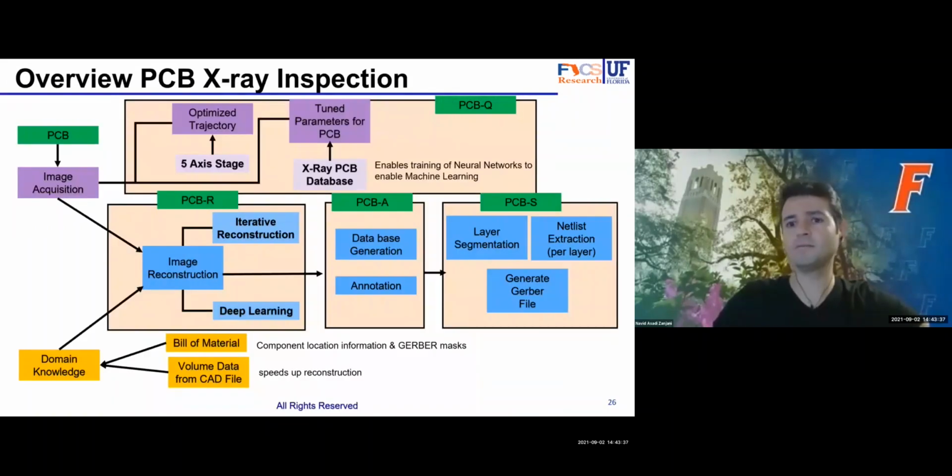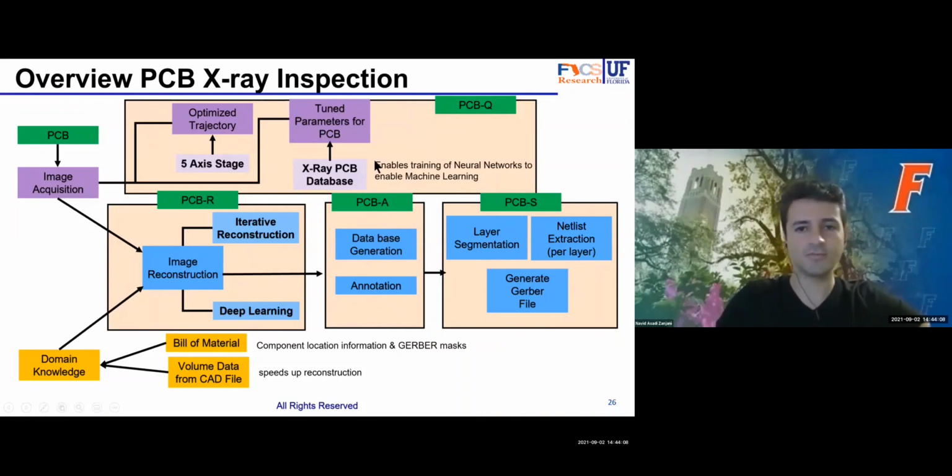So I don't know how I'm doing with time, but I'm assuming there's still some time left here, but I have a few more slides. This slide is a quick overview of the needs in X-ray inspection for PCBs. Each of these orange boxes, to me, is a big problem. Acquisition of the image, reconstructing the X-ray images, creating a database, and eventually segmentation.